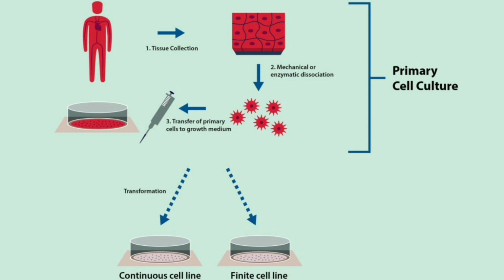2. Diploid cell strains. These are cells of a single type that retain the original diploid chromosome number and karyotype during serial subcultivation for a limited number of passages. 3. Continuous cell lines. These are cells of a single type, usually derived from cancer cells, that are capable of continuous serial cultivation indefinitely.